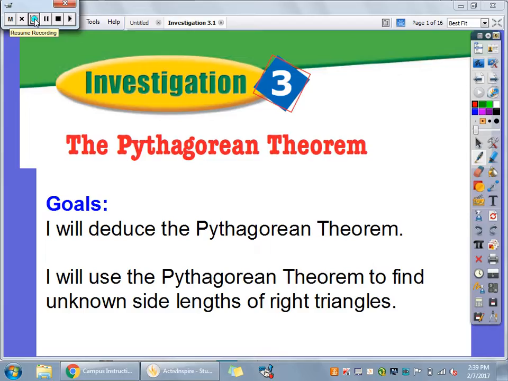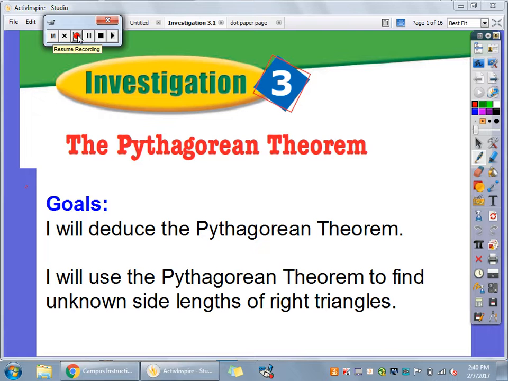So basically what we want to be able to do is deduce the Pythagorean theorem, so figure out what the Pythagorean theorem is, and then use it to find unknown side lengths of right triangles. So all these squares and side lengths that we've been drawing, this is what we've been leading up to. And hopefully after we figure out what the Pythagorean theorem is, we won't need to use all those squares anymore.